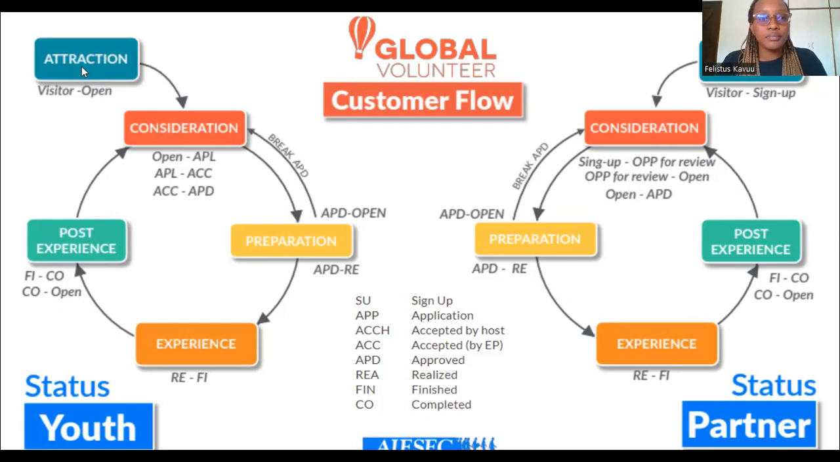So attraction is where we have started our projects, we have created our iGV booklet, and now we've sent it out. That's what attraction means. What we use to measure this is the number of opens, which is basically the number of applicants that we have. And now consideration is where there's a lot going on.